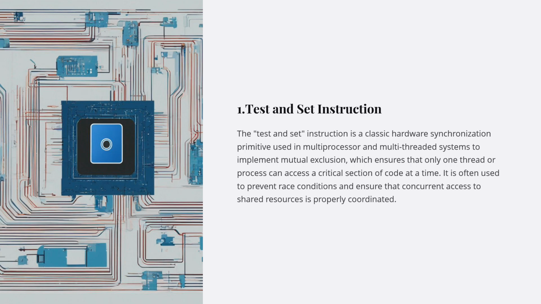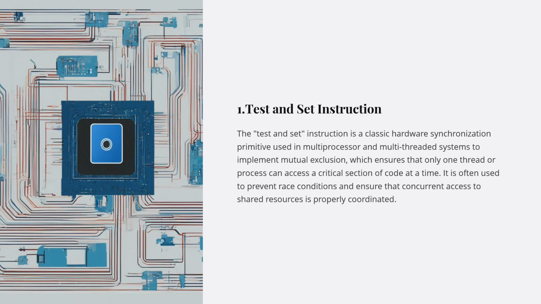other operations. The basic idea behind the test and set is to atomically read the current value of a memory location and set it to a new value, typically one, in a single uninterruptible operation. Here is how the test and set instruction typically works: read the current value, set a new value, and return the previous value. The key characteristic of test and set is that these steps are performed atomically.